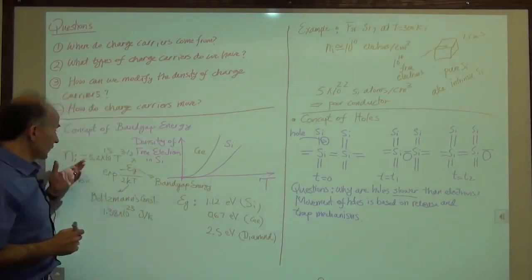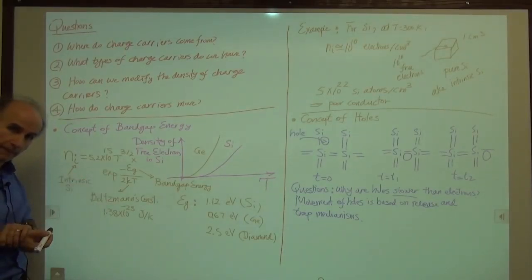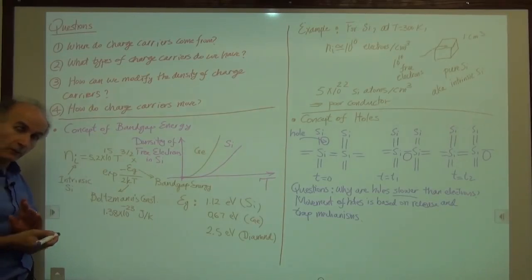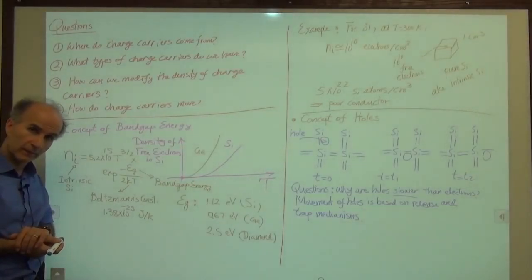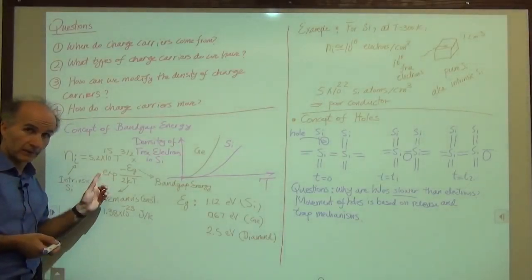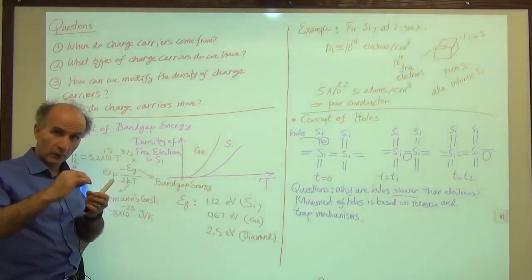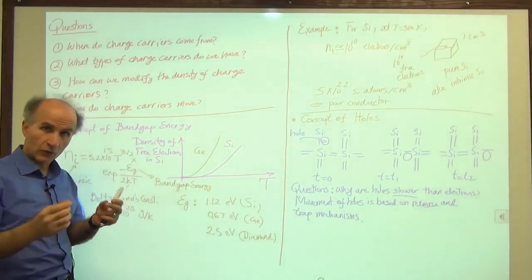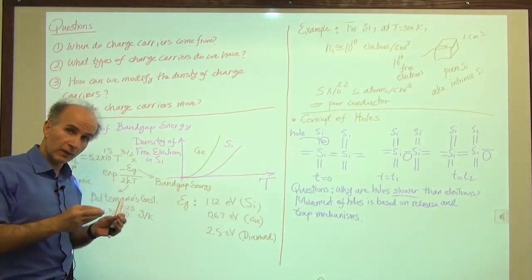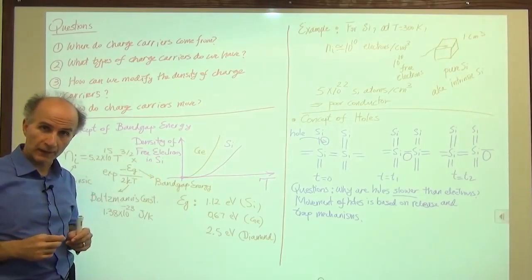Remember that I had this equation for the number of free electrons in a piece of silicon at a given temperature. How many free holes do I have available as well? It's the same number. Because if you take a piece of silicon, for every electron that was released from a bond, we have left behind a hole. So the number of holes and the number of free electrons are the same in a pure piece of silicon.